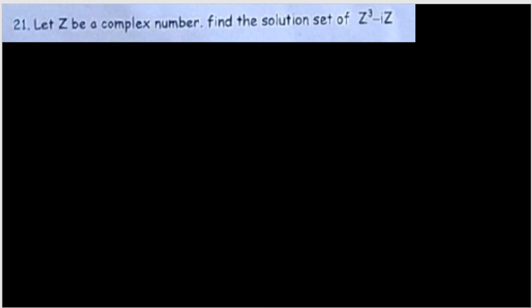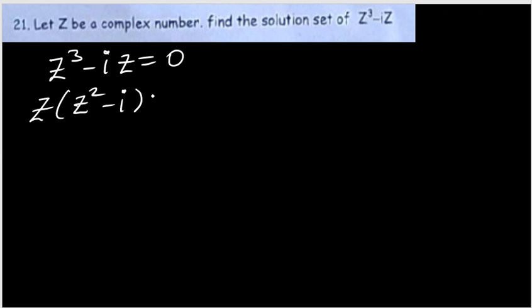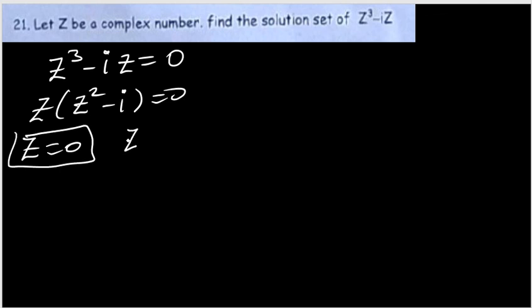The next and the last question for today: z cube minus iz is equal to 0. Find the solution set of this. So what to do first? We can take out the z common: z times (z square minus i) is equal to 0. So one of the solutions is z is equal to 0. This is one answer. The other solution: z square minus i is equal to 0.